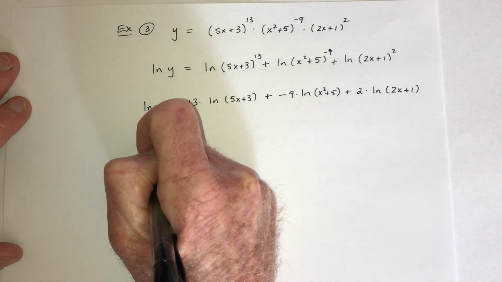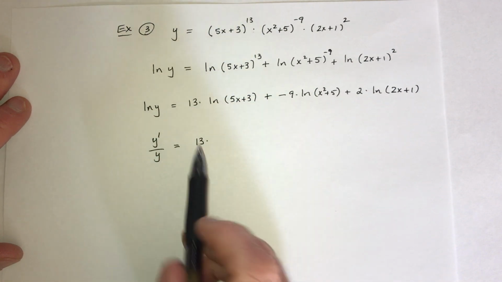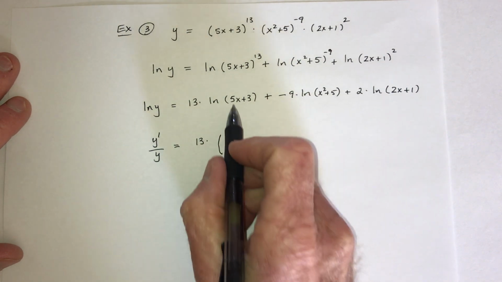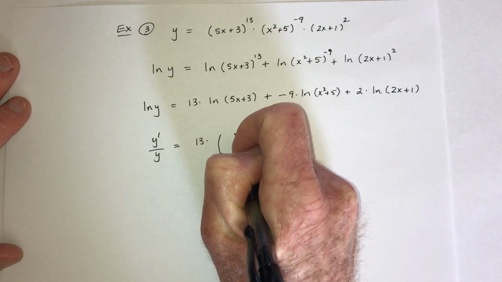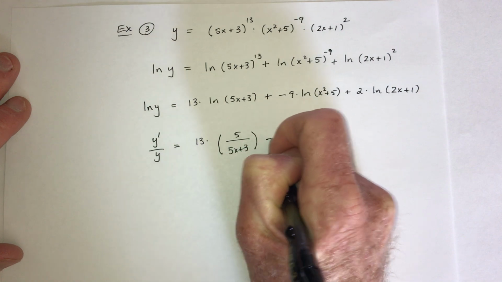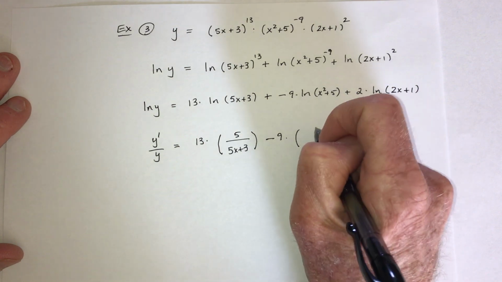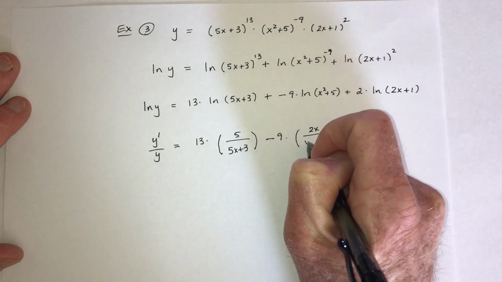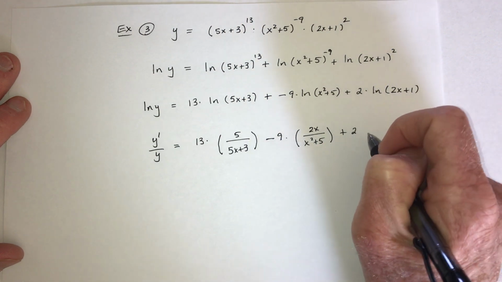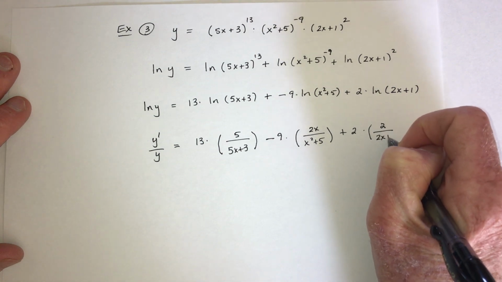For this one, it's going to be the derivative of y divided by y. For this one, the 13 could just sit there while I take the derivative of this. And you take the derivative of the argument divided by the argument. Then the negative 9 can just sit there. The derivative of the inside is 2x divided by the inside, x squared plus 5. And for the last one, the derivative of the inside is 2 divided by the inside, 2x plus 1.